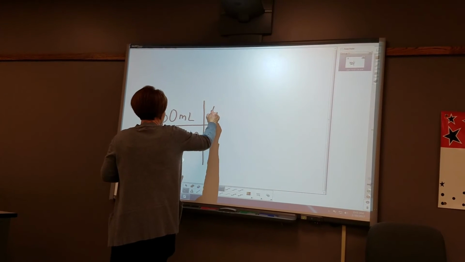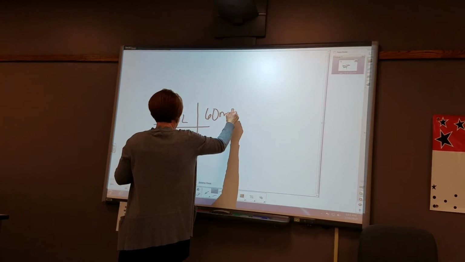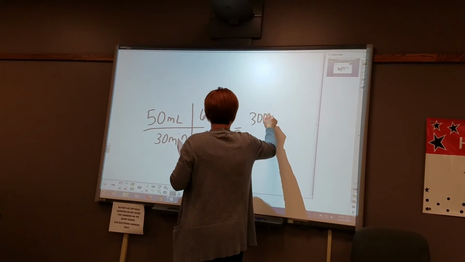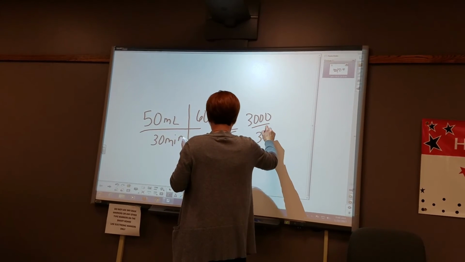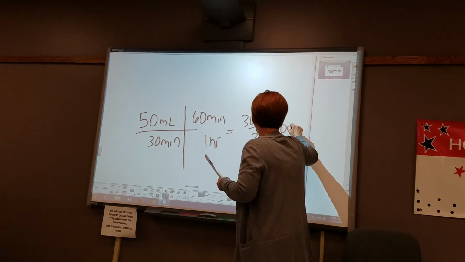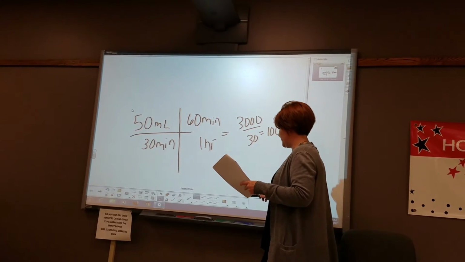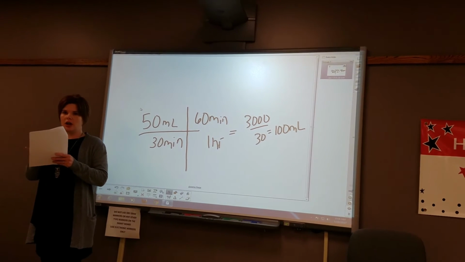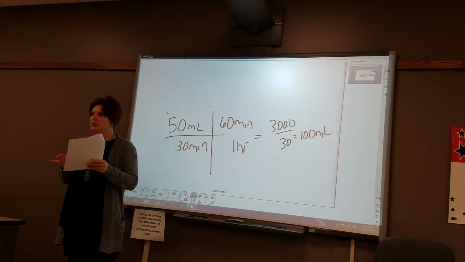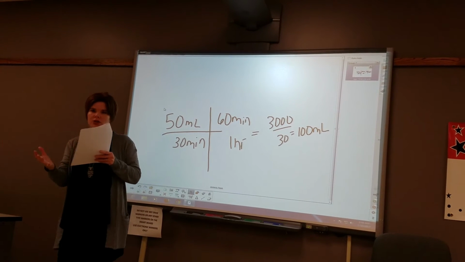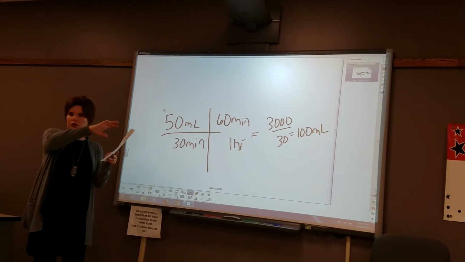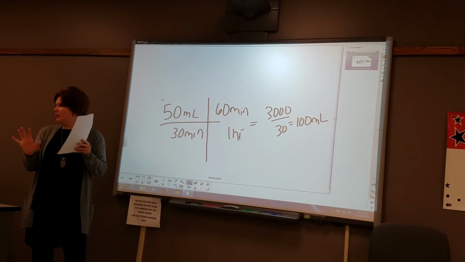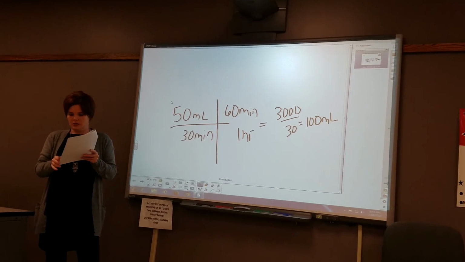And then all I had to do was do the 60 minutes over 1 hour, which I got 3,000 over 30. Did y'all all get 100 mLs? Yeah. Okay. So we put that example so that you know, when you see there's a lot of numbers going on, sometimes you can ignore those numbers, right? You could have put the 2 grams in there and shown that you also had 2 grams in the other, but really when you're reading it, you know that it matches up and you can kind of forget that. It makes it easier. Okay?